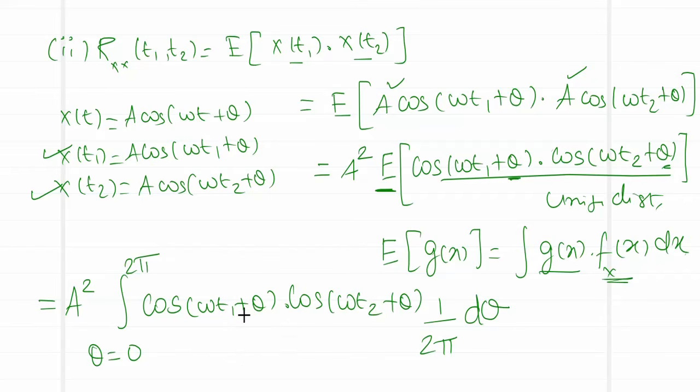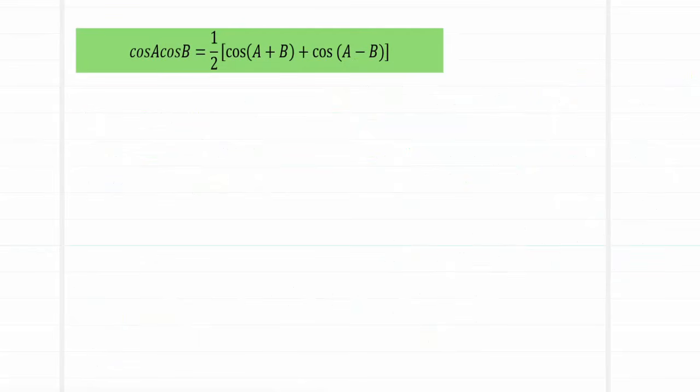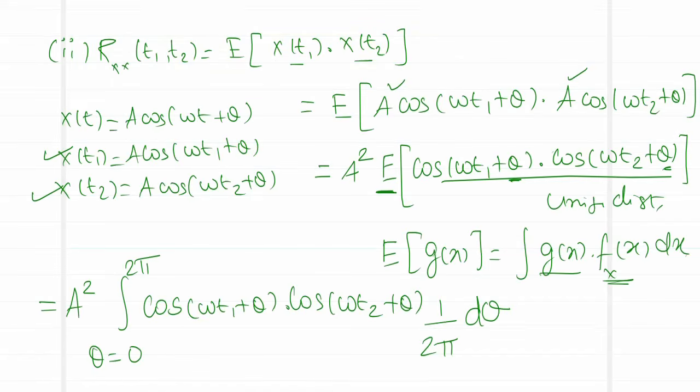Now this is going to be of the form cos A cos B. This cannot be integrated as such, so we will take the help of a trigonometric identity. What do we know about cos A cos B? It is half of cos(A plus B) plus cos(A minus B). So applying it over here, what do we have? This is going to be my cos A and this is going to be my cos B.